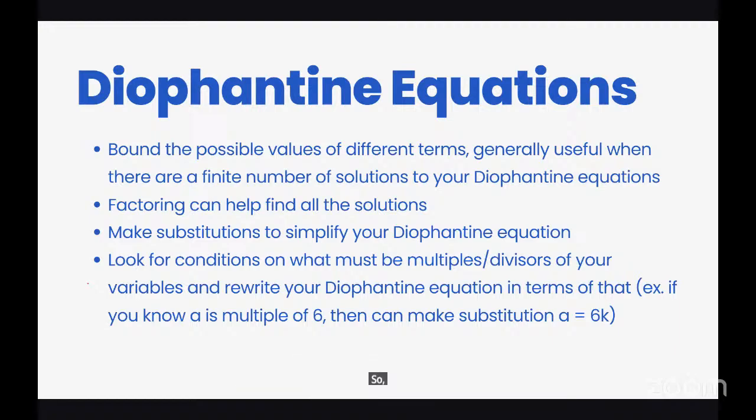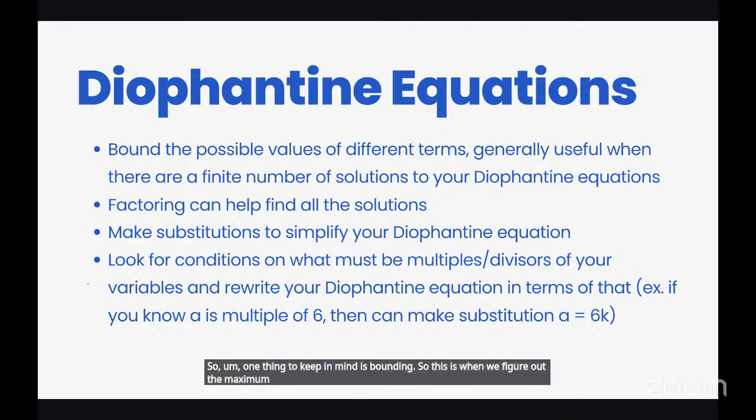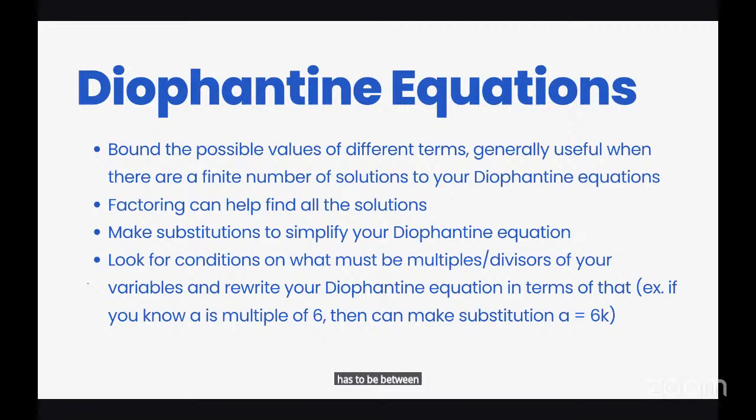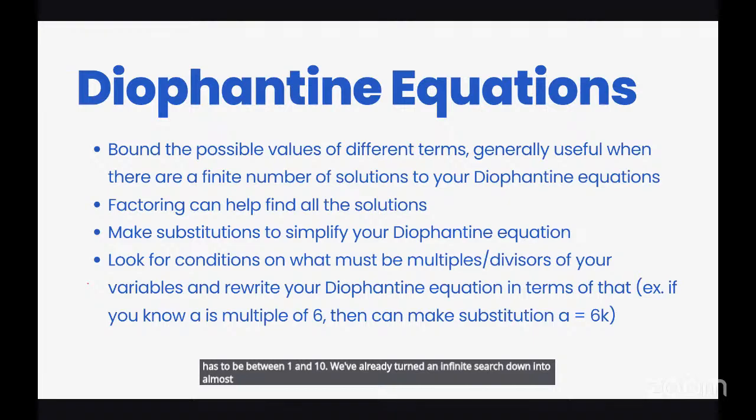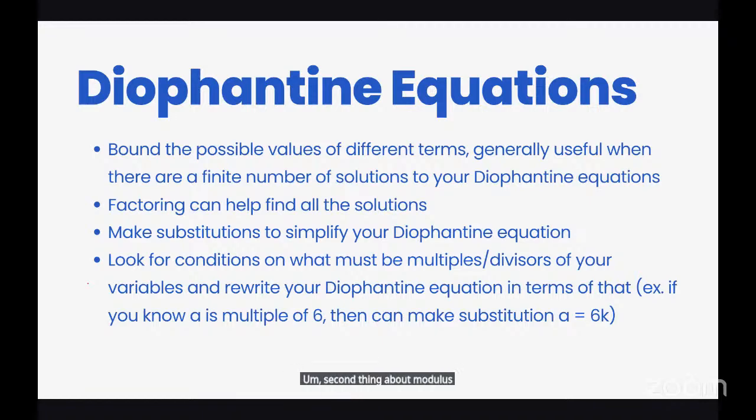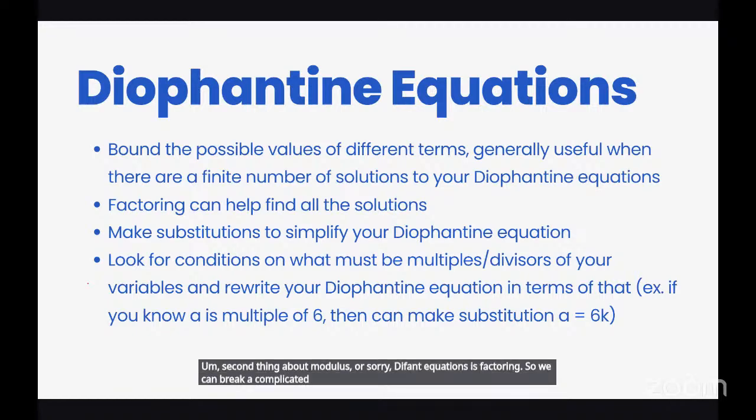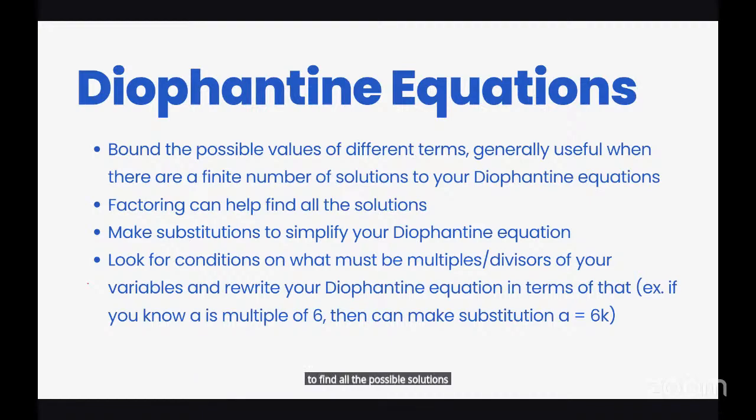One thing to keep in mind is bounding. This is when we figure out the maximum or minimum possible values a number could be. If we can prove x has to be between 1 and 10, we've already turned an infinite search into almost a 10-second search where you're only checking numbers between 1 and 10. The second thing about Diophantine equations is factoring. We can break a complicated expression down into smaller pieces to find all the possible solutions, and we can do that by factoring.